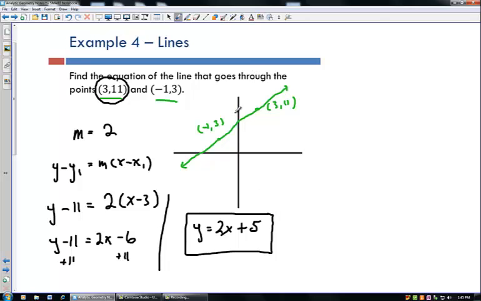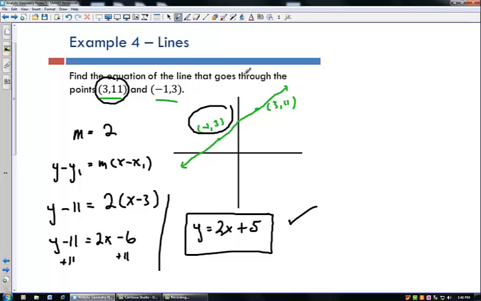Now you can check it. I can check it by using the other point. So if I plug in negative 1, I better get out 3. So if x is negative 1, I get negative 2 plus 5, which is 3, so it checks. And I know that's the right answer.